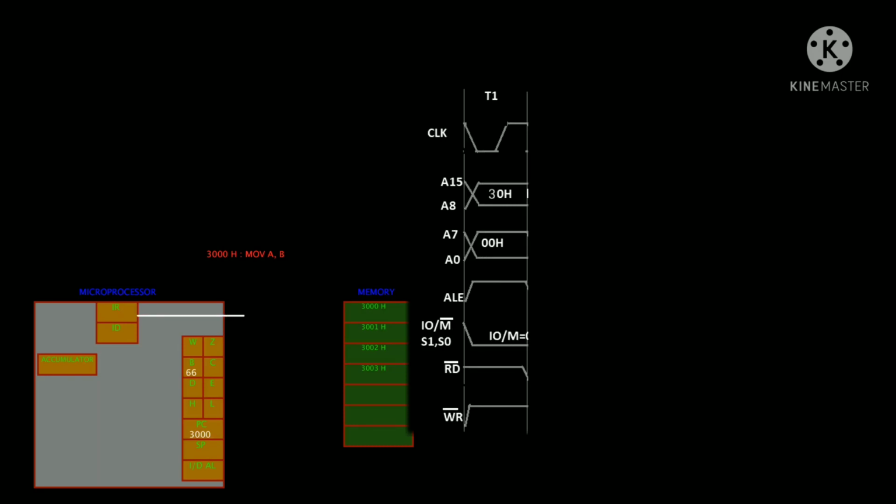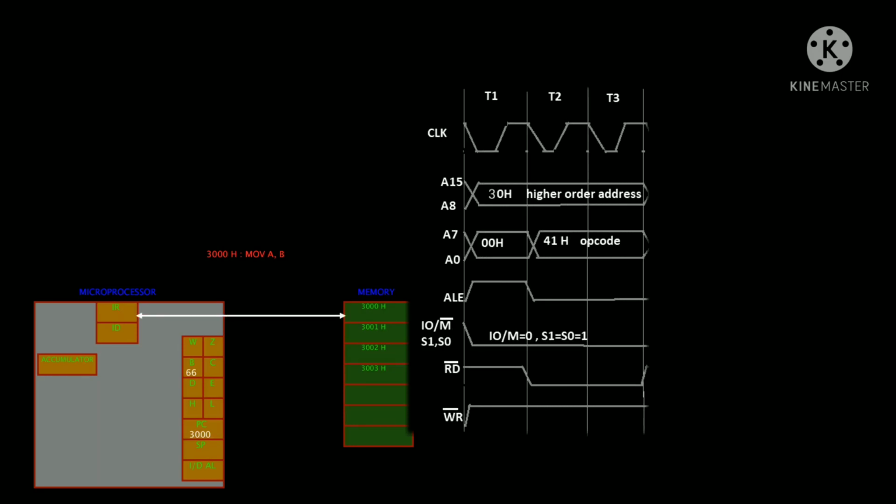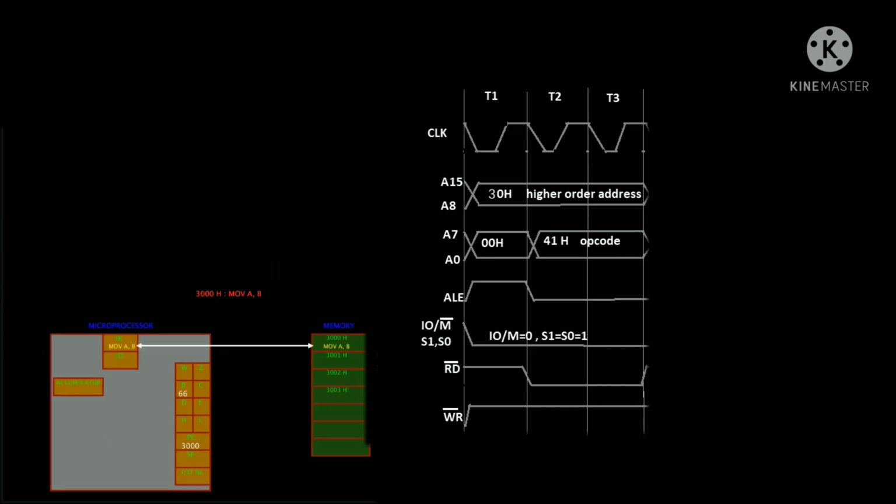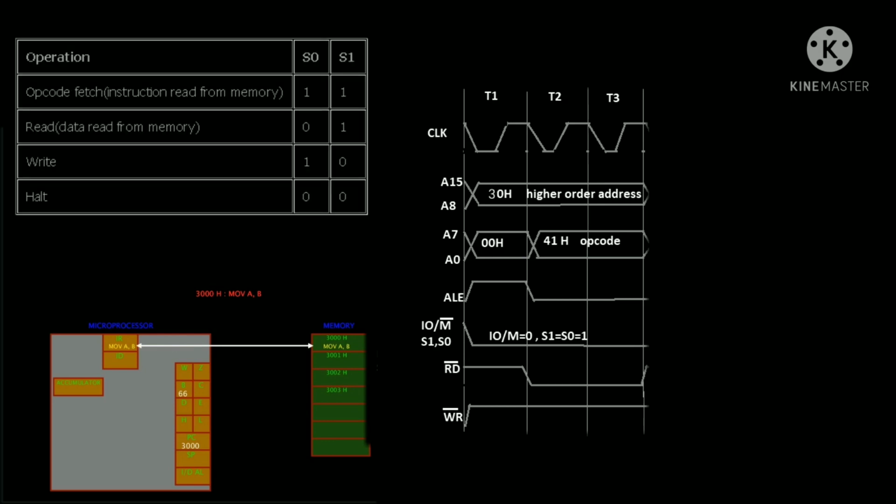In the next two T states, that is T2 and T3, the instruction register will fetch the opcode of MOV A,B, that is 41H. So now the lower order address data bus will act as a data bus, and we know that the lower order multiplexed address data bus will act as a data bus when ALE is 0. Therefore in T states T2 and T3, ALE will be 0. As it is an opcode fetch, S0 and S1 will be 1, and opcode fetch is also a read, therefore read bar will be active, that is read bar will be 0.